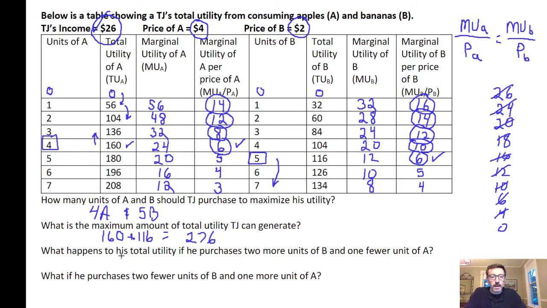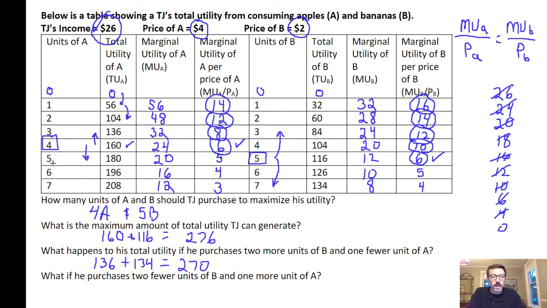We could purchase 3 apples and 7 bananas. If we did that, we'd be at 136 for apples, and we'd be at 134 for bananas, and that would be a total of 270, okay, which is less than 276. And then this last question here says, well, what if he purchases 2 fewer units of bananas and 1 more unit of apples? And that's in relation to the utility maximizing combo. So in other words, what if we went up here to 5 apples and we cut back to 3 bananas? This is just to prove that we are, in fact, maximizing our utility.